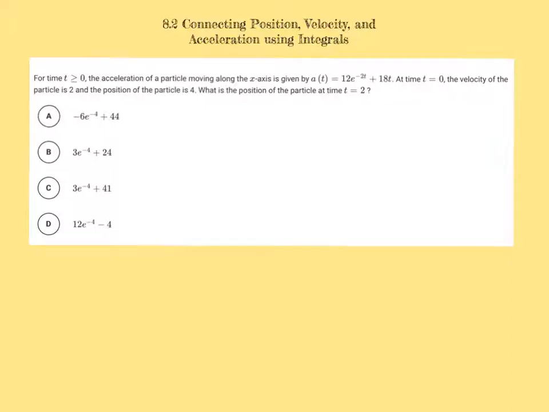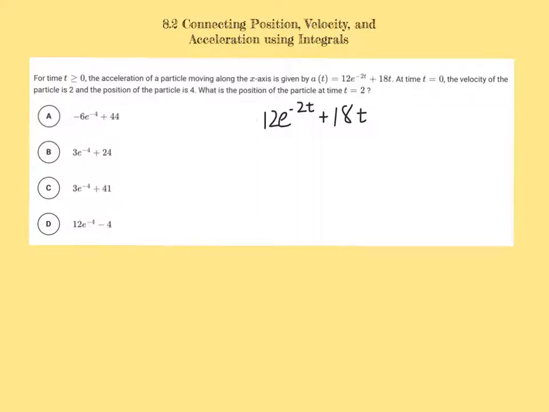Okay, so we have a of t equals 12 e to the negative 2t plus 18t. All right, that's my acceleration. So since I have acceleration, actually, let's just write down everything we have.